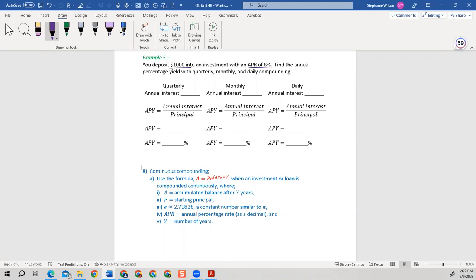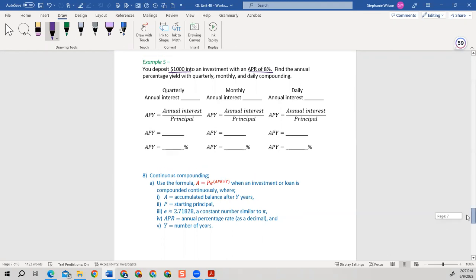All right, so we can do that. We can find our APY. Let's scroll up and see what our formula was.